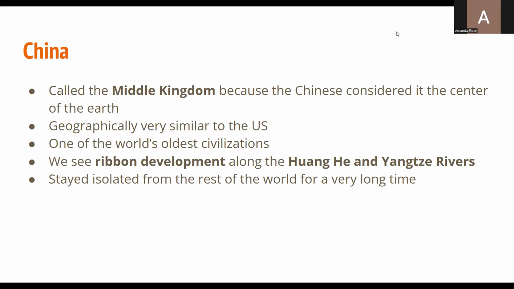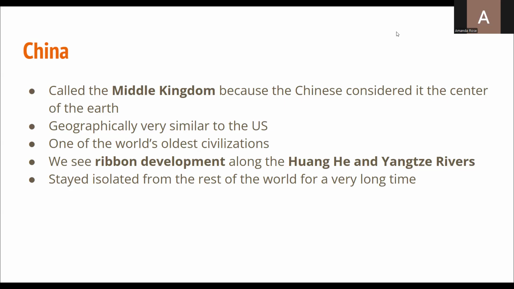Geographically, the United States and China are very similar. They have similar mountain ranges, similar river structures, and similar deserts, and just all sorts of things. Geographically, we are very similar. Grand Canyons, things like that.